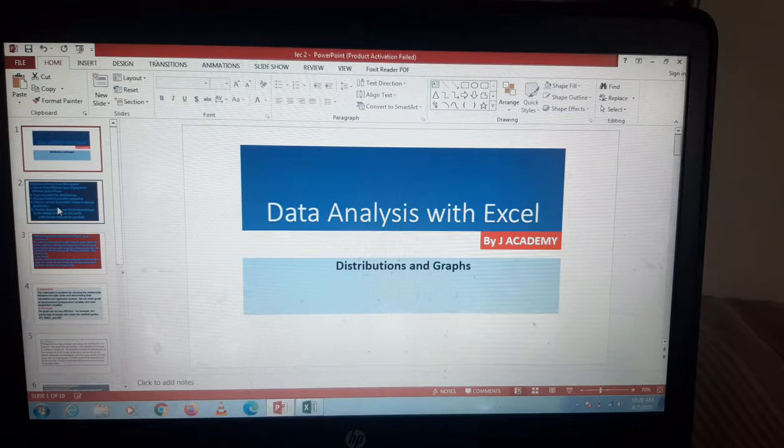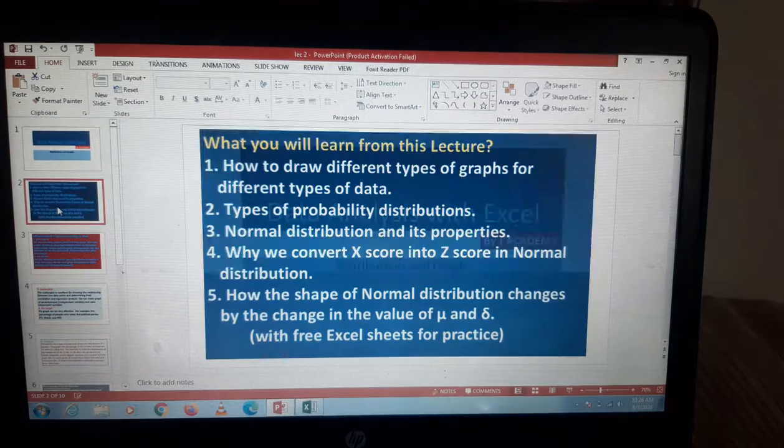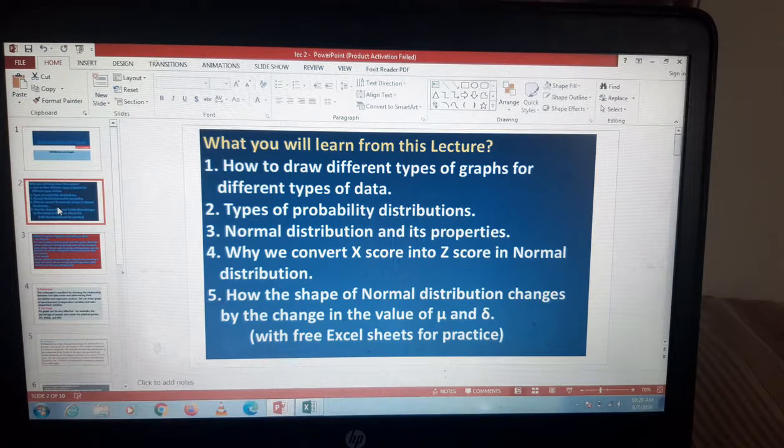This is the second lecture of Data Analysis with Excel. In this lecture we will talk about distributions and graphs. What you will learn from this lecture: how to draw different types of graphs for different types of data, types of probability distributions, the normal distribution and its properties, why we convert the X score into the Z score in the normal distribution, and how the shape of the normal distribution changes with the change in the values of mu and sigma.